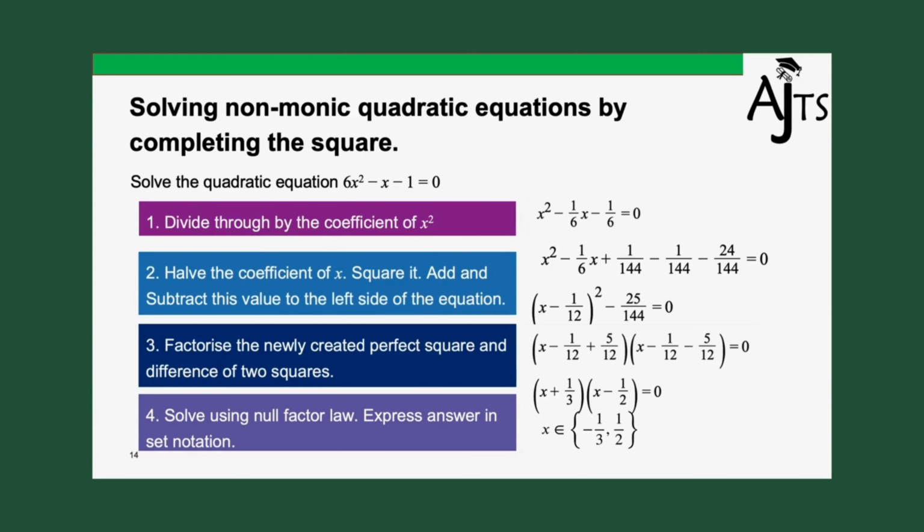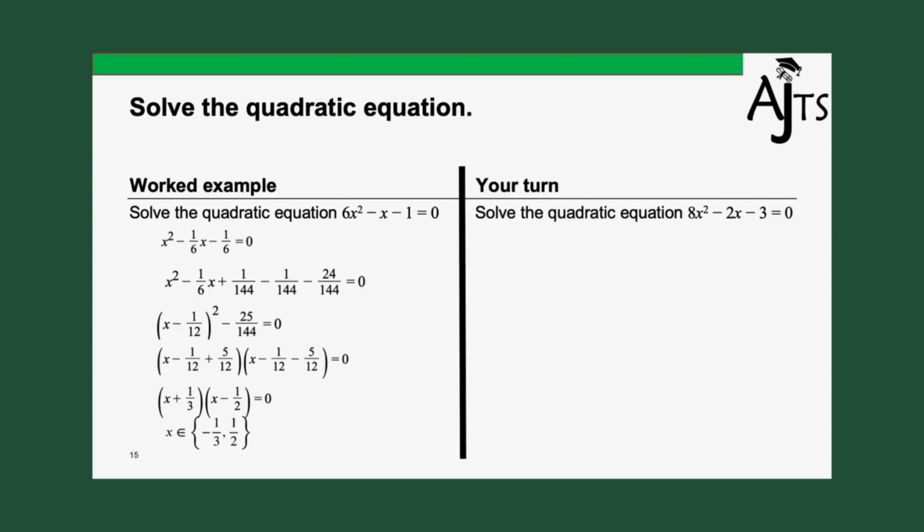Finally express answer in set notation. Hence the solutions which are the x-intercepts are x equals minus 1 over 3 and 1 over 2 respectively.